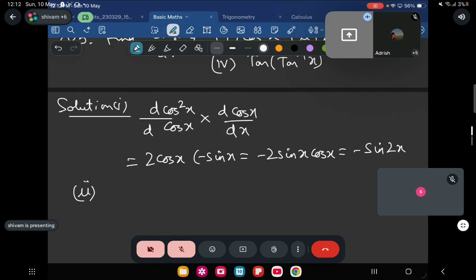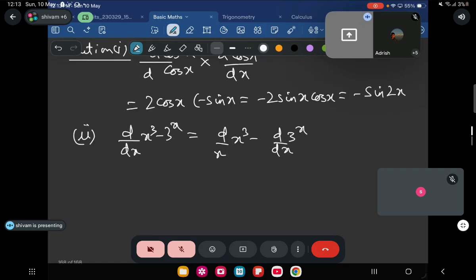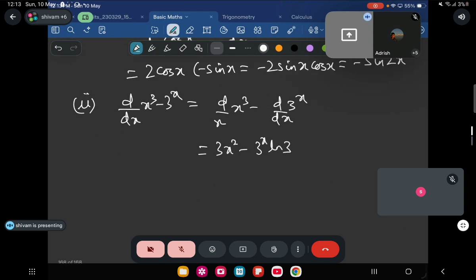Next, part 2. Part 2 is x cube minus 3 to the power x. d by dx of x cube minus 3 to the power x will become d by dx of x cube minus d by dx of 3 to the power x. This will become 3x square minus, what is d by dx of 3 to the power x? It will become 3 to the power x ln 3. This will be the result.